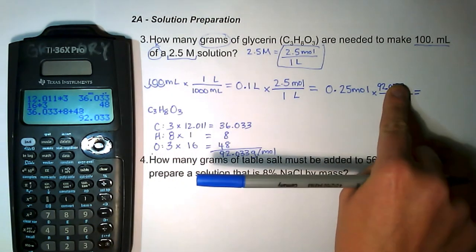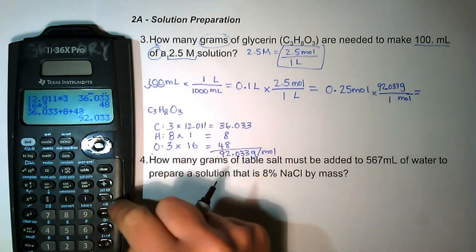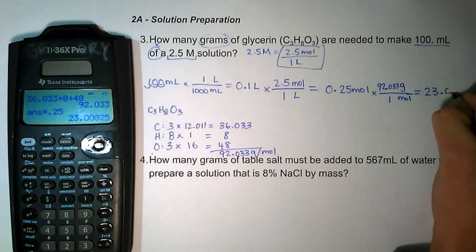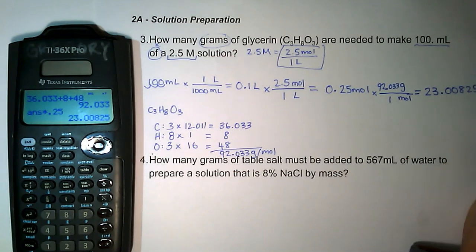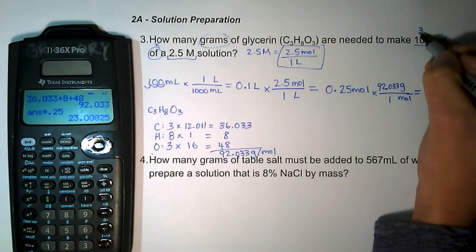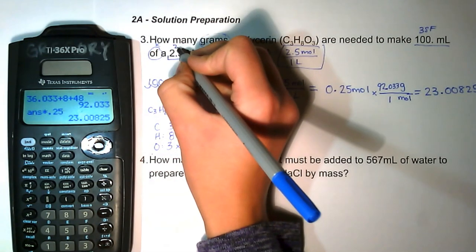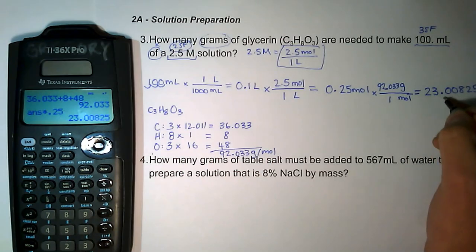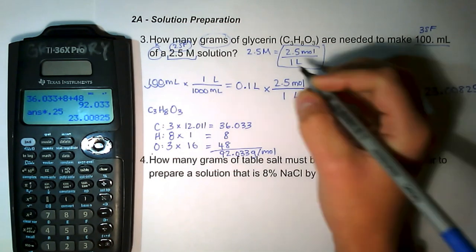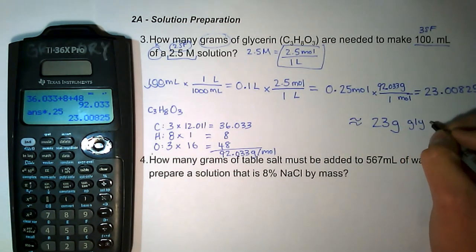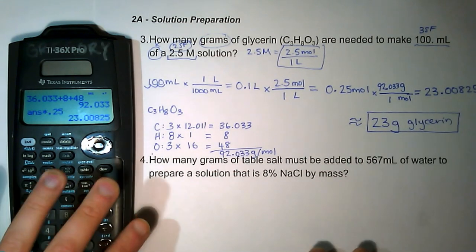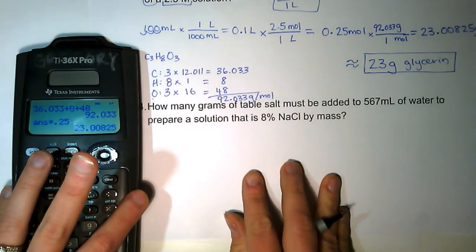So now we just need to take 92.033 and multiply by 0.25. That gives us 23.00825 grams, and we need to round to appropriate sig figs. So we already said we had 3 sig figs here, then we have 2 sig figs down here, so we're going to round to 2, which would just be approximately 23 grams of glycerin. Box that answer in.